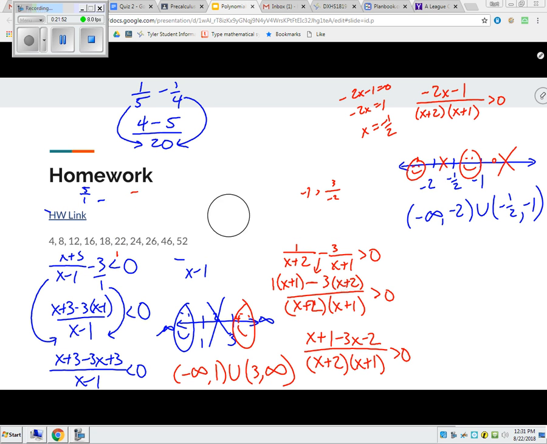Good luck on this. Give it a shot. Like I said, it's just the factoring we've been doing. All we're doing new is taking those answers that we get whenever we factor, throw them on a number line, and then check your answer.